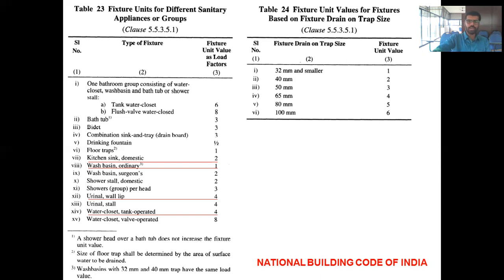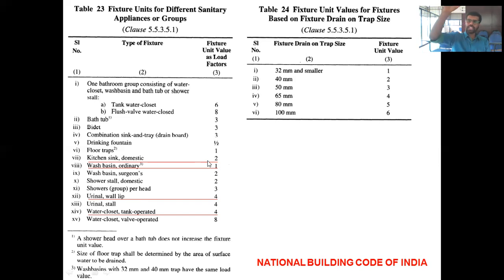So you can take this one. 4 is the fixture unit. And wash basin, how much is it? 1 is the fixture unit. Sink, domestic, it is 2 fixture units. And urinal, stall is there, wall lip is there. Urinal, we can take this one. 4 is there. Both are 4. So water closet 4, urinal 4, wash basin 1, kitchen sink 2.